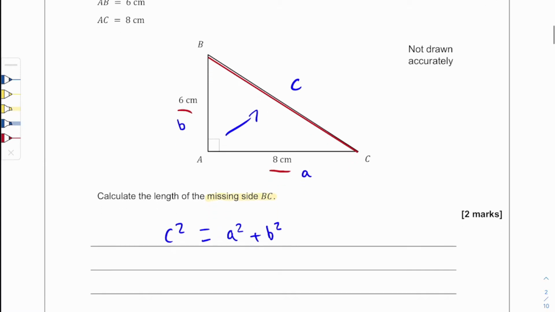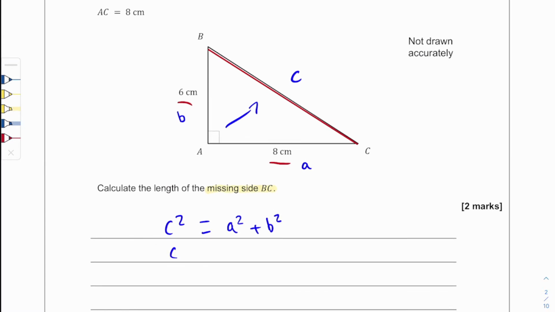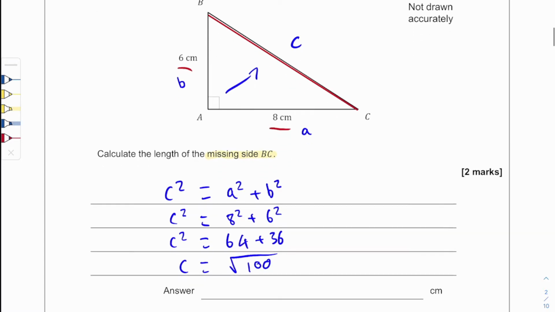The next thing is to sub in our values. So we sub in the values for a and b. So we've now got c squared is equal to a squared, which is 8 squared, plus b squared, which is 6 squared. Okay. We then solve this, so we have 64 plus 36. So c is therefore equal to the square root of 100. And then we can just say that c is equal to 10 centimetres.